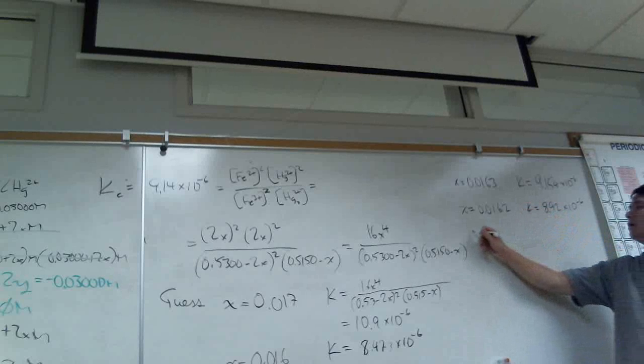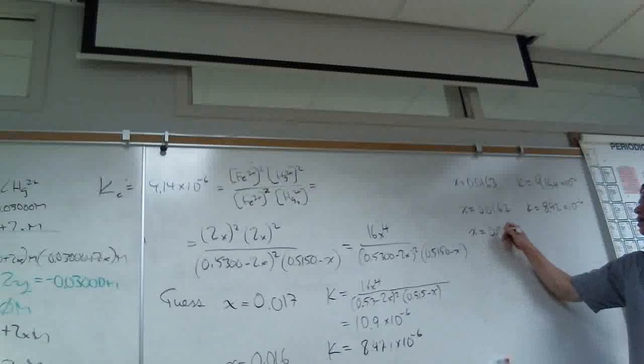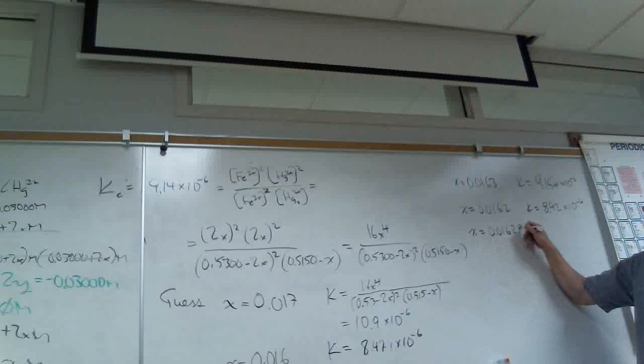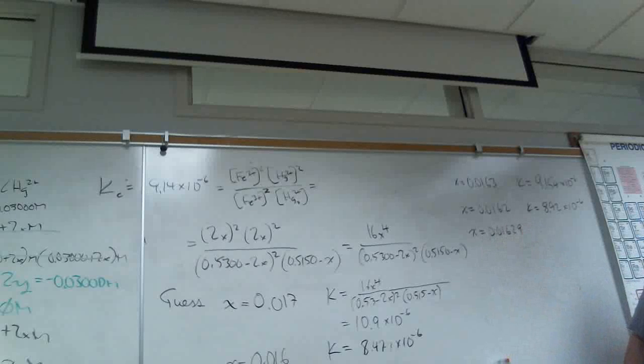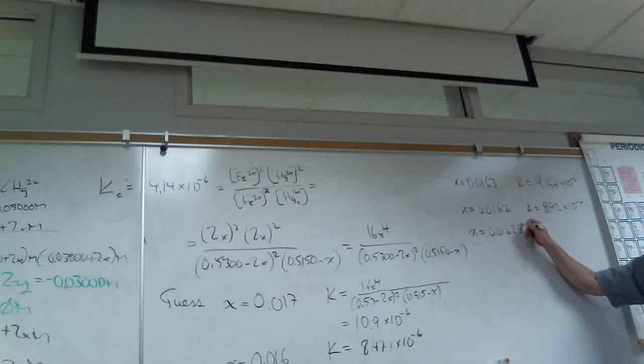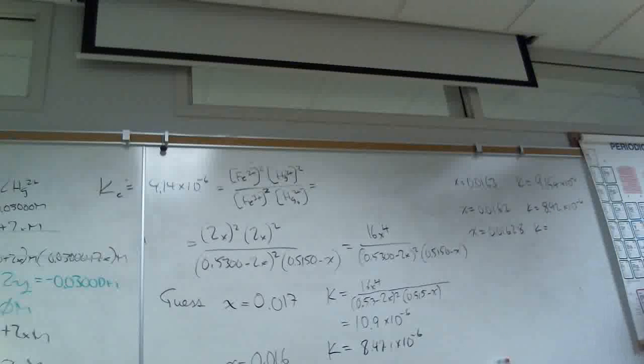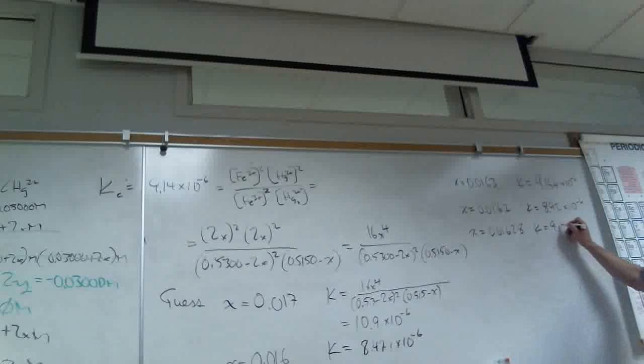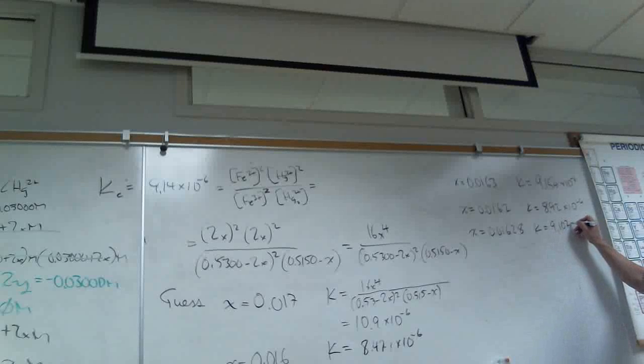And so, yeah, let's try 0.01629 or 0.01628. What do you want to do, 8 or 9? 8, all right. Try this, 0.01628, and see what your K comes out to. 9.1075. It's still too small.